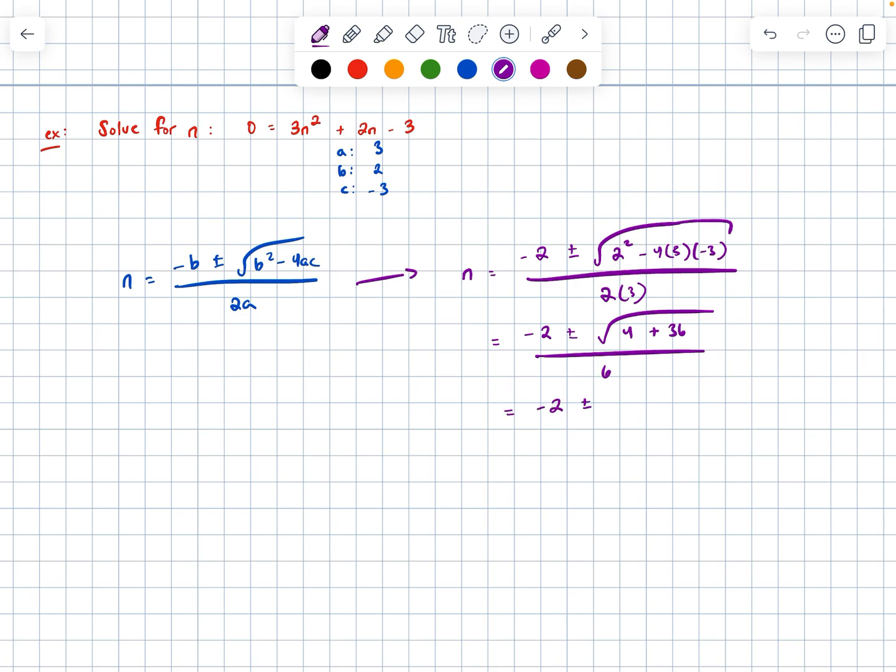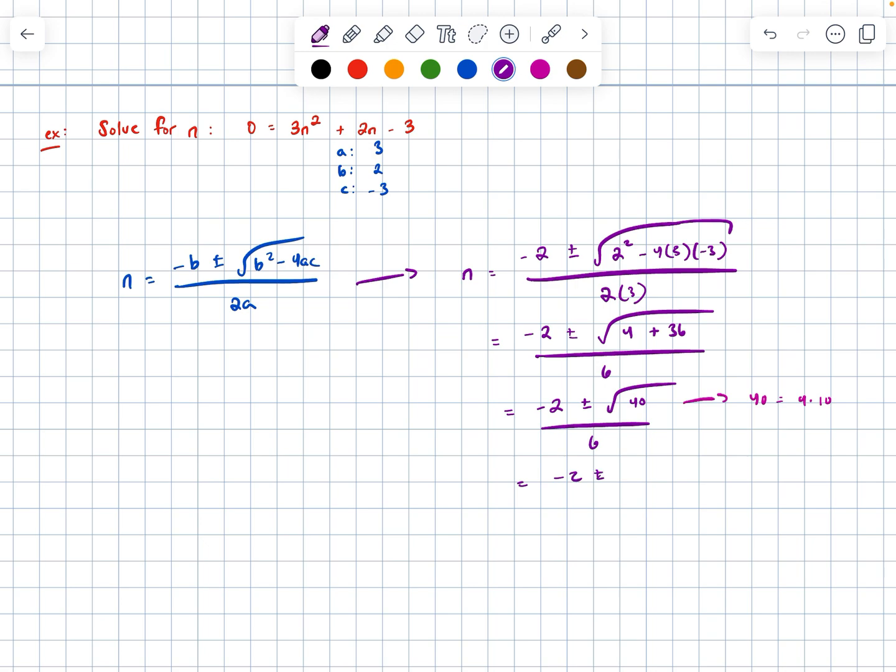Negative 2 I can't do much with, but inside of those square roots, I can always combine like terms. 4 plus 36 is 40. And if I'm thinking strategically, inside of the square root of 40, I can simplify further. Notice that 40 is 4 times 10. And while 10 can't be square rooted, the 4 certainly can.